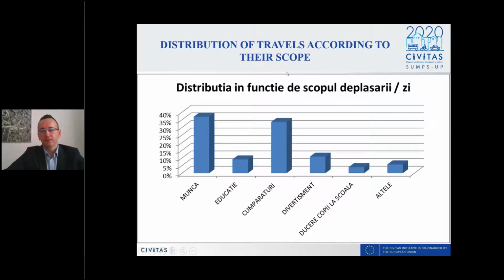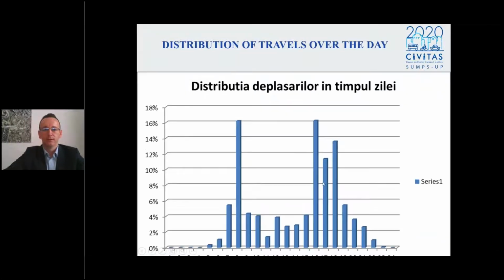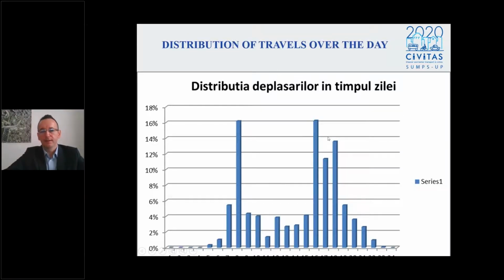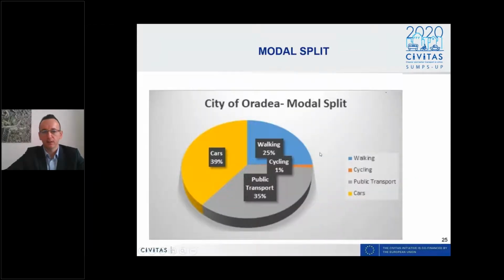Discussing the distribution of travels according to their scope, I can tell you that the three most important positions were occupied by going to work, then shopping and education, so for the students and for the school. Regarding the distribution of travels over the day, the peak hours were at 8 o'clock and 16 o'clock.